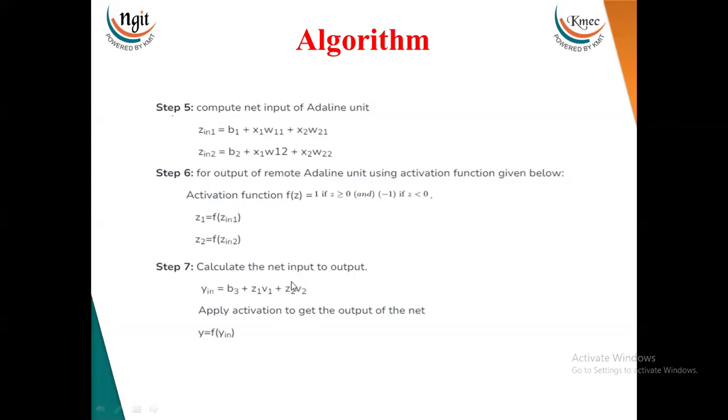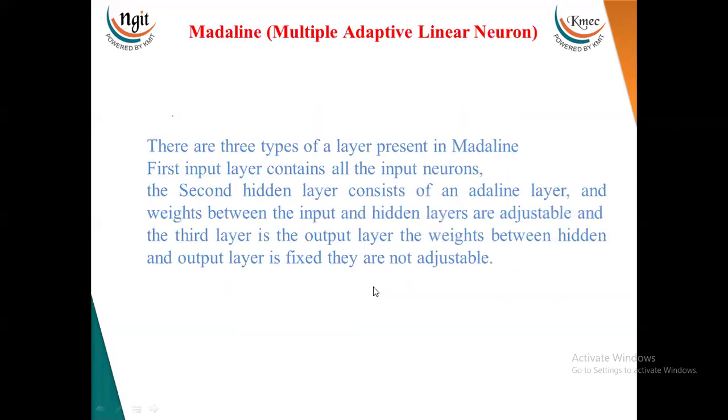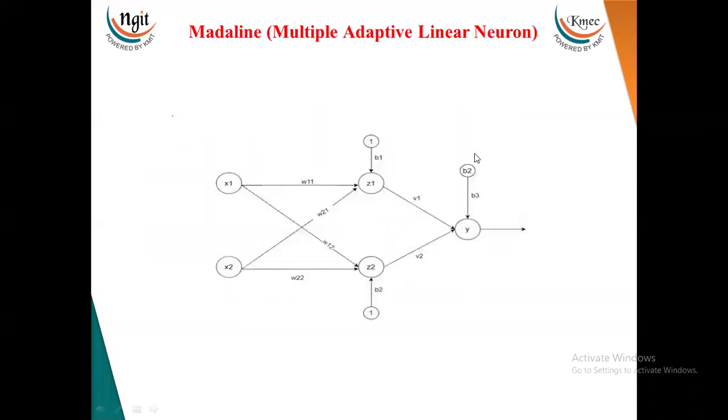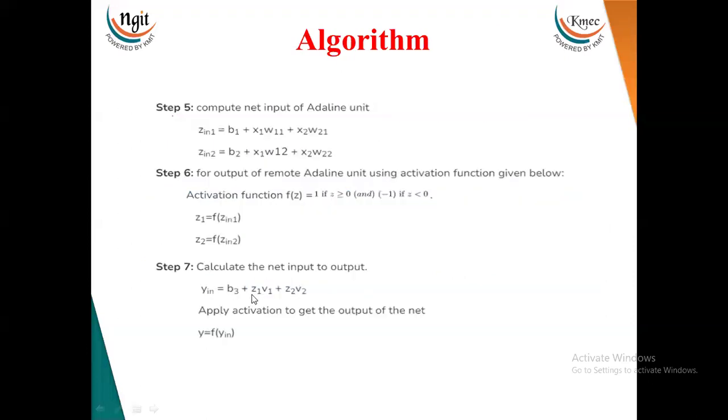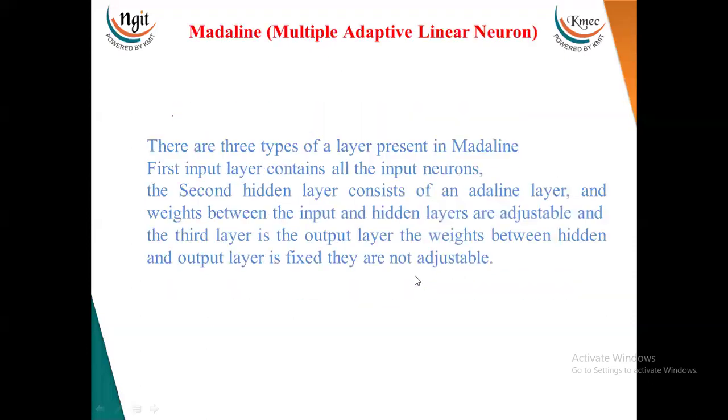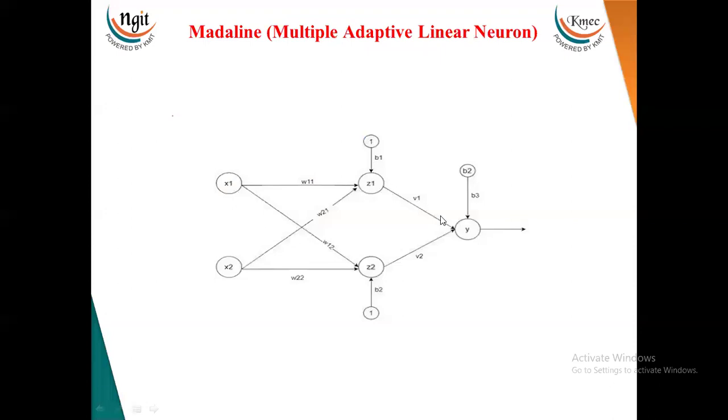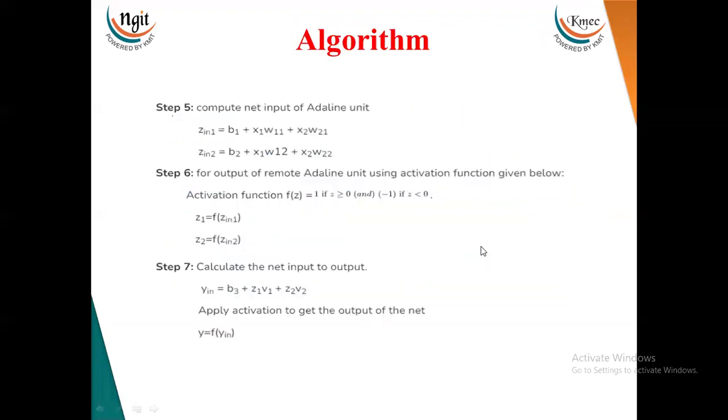Then finally, we'll calculate the net input for Yin. That is, Yin is again with bias B3 here. So this is Z1 V1 plus Z2 V2, because from this particular Adaline, we have the weight value as V1, and here it is V2. So the final summation will be Yin, with the help of the bias B3. Then Y equals f of Yin, where f of Yin is a threshold function.